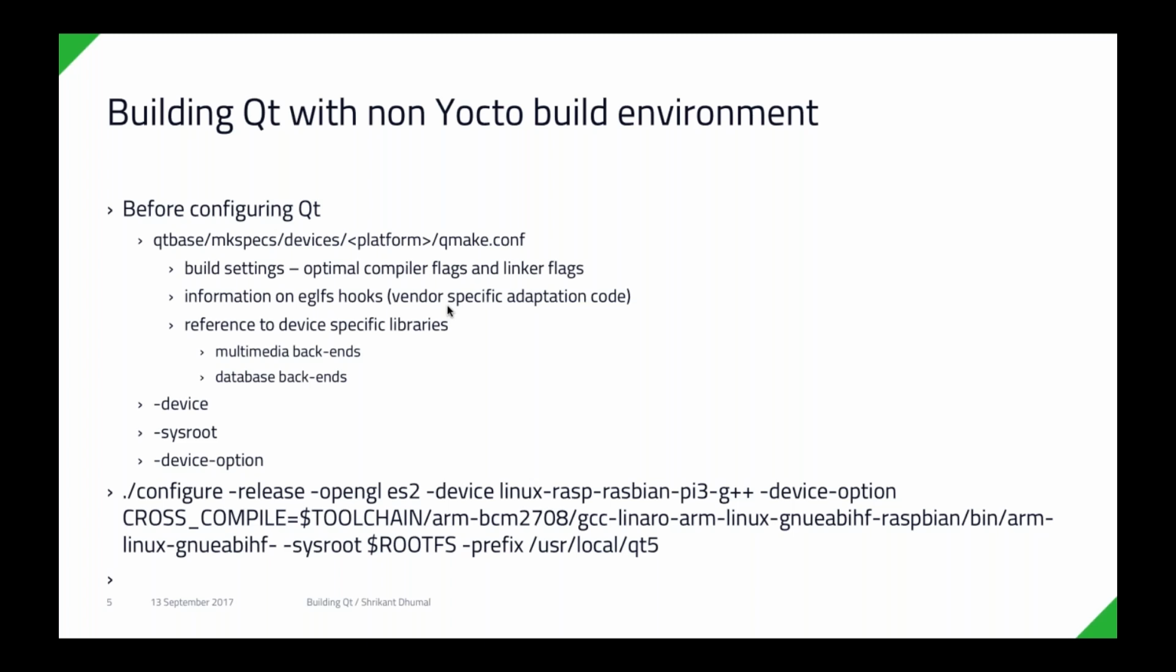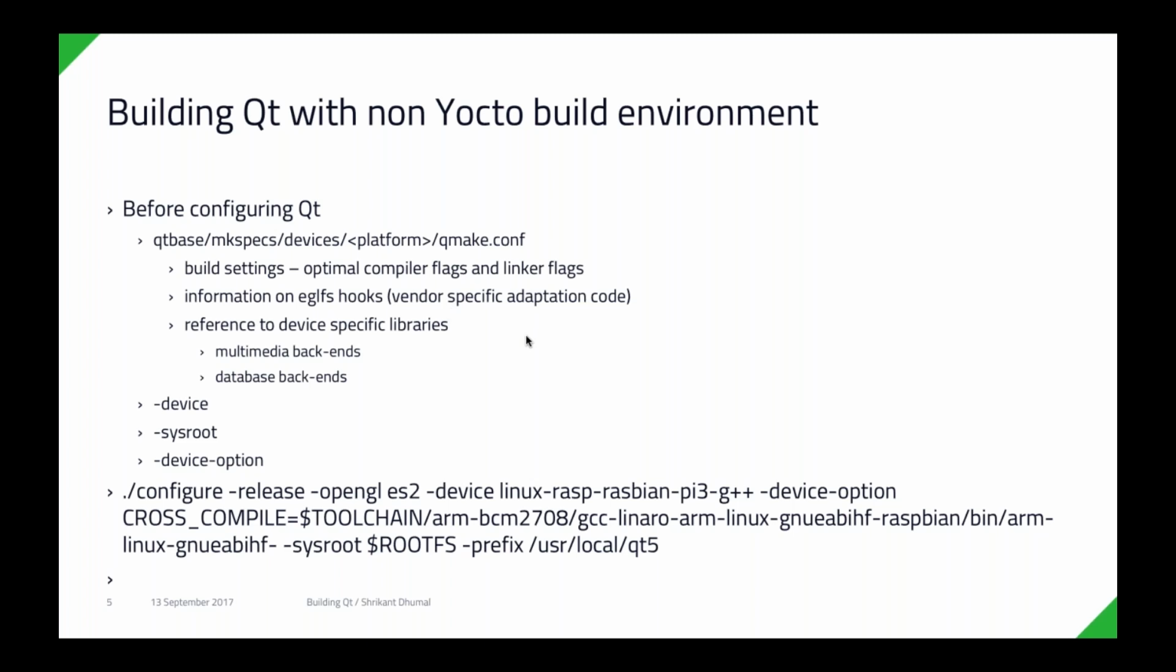And the third point is, as I mentioned, references to device-specific libs. So in the absence of a package config, if you want the Qt configure to look into different places for the header files and the libs, this is the place where you can specify where to look. And in the configuration, we have these three options: -device, -sysroot, and -device option. I have put a snapshot of a simple configure line in the same slide at the bottom of the slide.